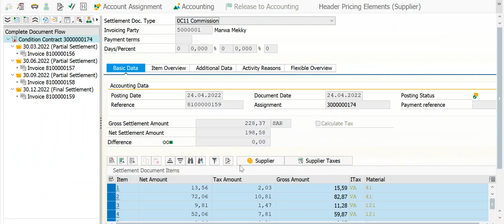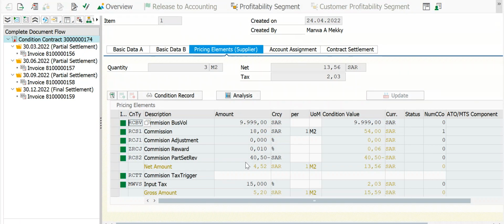So let's see the items. Okay, so let's see the items again. Here's our pricing. So the first one, again, the system recalculates. It says here that he deserves 54, but since there has been a partial settlement before, with the amount of 40.5 Saudi riyal, this means the remaining commission that he should have is only 13.5. Okay, so let's go to the next one.